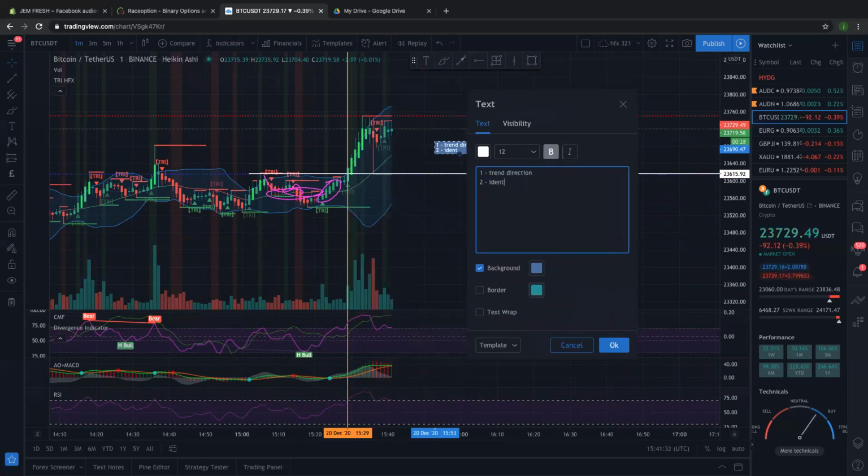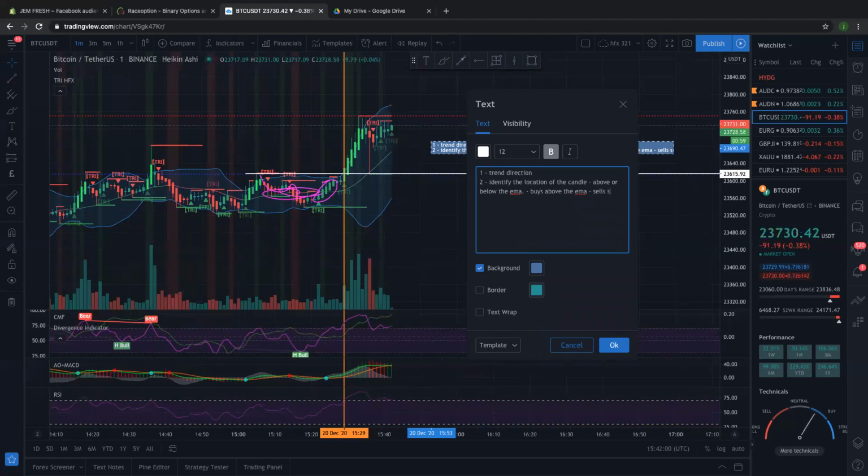Number two, we identify the location of the candles, so above or below the EMA. So we have buys above the EMA. On that EMA, Jason, can you just put what it actually means, so I remember for next time, please? Yeah, no worries. Buys above the EMA and sells below the EMA.